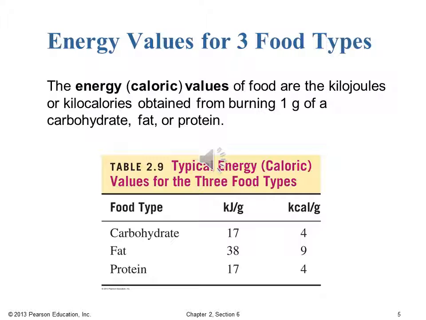But you can see the kilojoule per gram values are just 4.184 times those other values, the kcals or food calorie values. Okay, so there we have it.